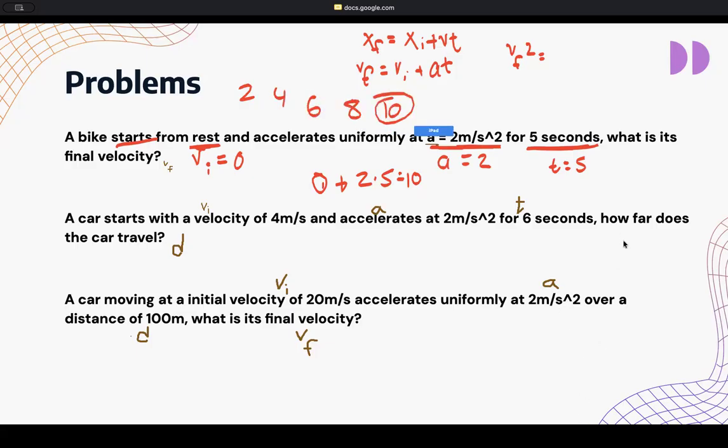A car starts with a velocity of 4 meters per second and accelerates at 2 meters per second squared for 6 seconds. How far? This one's basically the same thing, but we're adding an extra second, and we're also starting with a velocity. We're not starting from rest anymore. We're starting with a velocity of 4 meters per second, correct? So we just input 4.